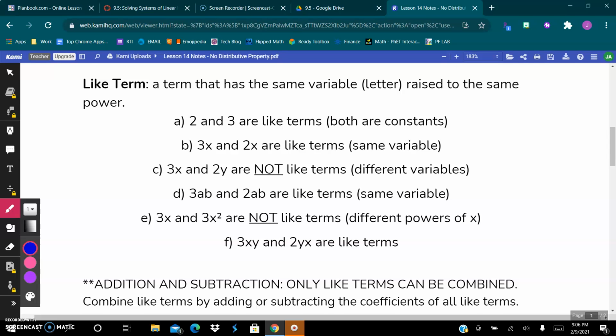C, 3x and 2y are not like terms because they have different variables. One's an x and one is a y. Therefore, I cannot combine those. Those do not get put together.